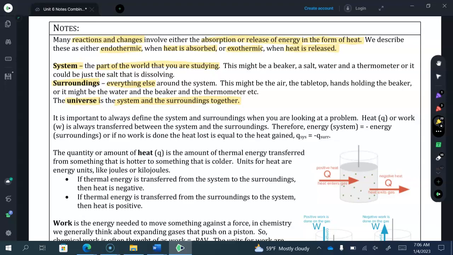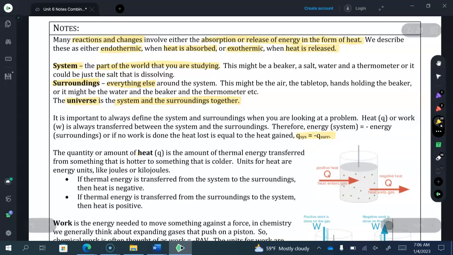Heat, which is given the variable Q, or work, which is given the variable W, is always transferred between the system and the surroundings. Therefore, energy of the system is equal to the negative energy of the surroundings. So what is lost by one is gained by the other. Or if no work is done, then the heat lost is equal to the heat gained. And that is defined by that equation.